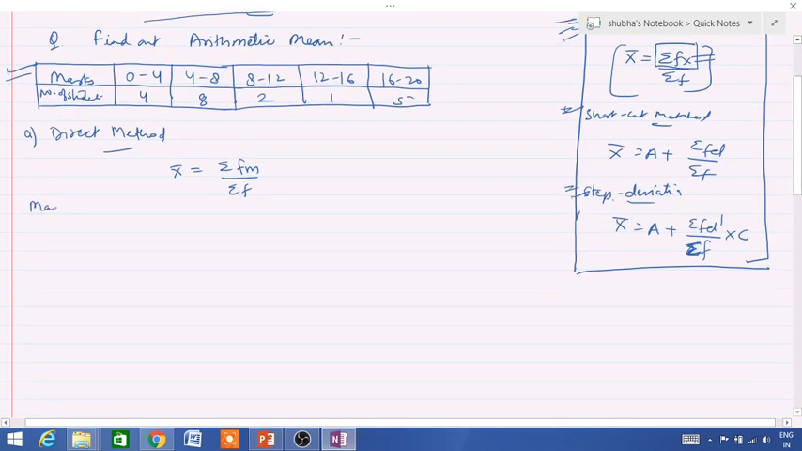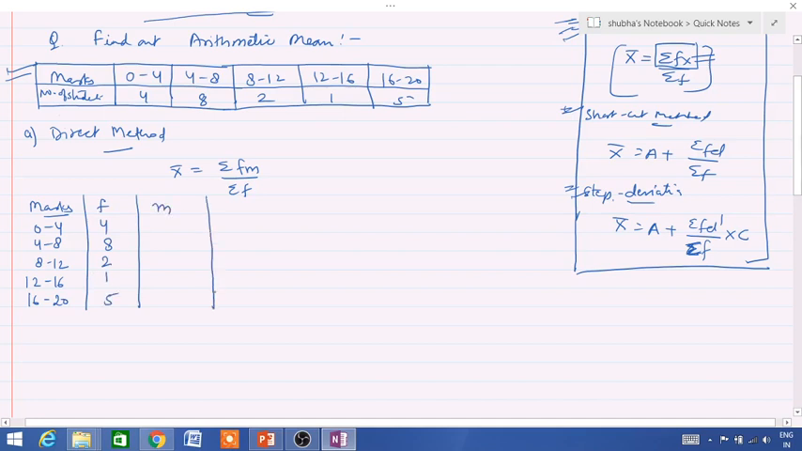First I'll write the question here, marks. This is the range given, not the exact specific value. So because of this range we are unable to calculate the fx. So first what we have to do is calculate the mid values from these marks, so that we can easily calculate fm. Now what is the mid value? How is it calculated? Mid value is calculated by dividing the addition of the lower limit and the upper limit. Lower limit plus upper limit will be divided by 2.